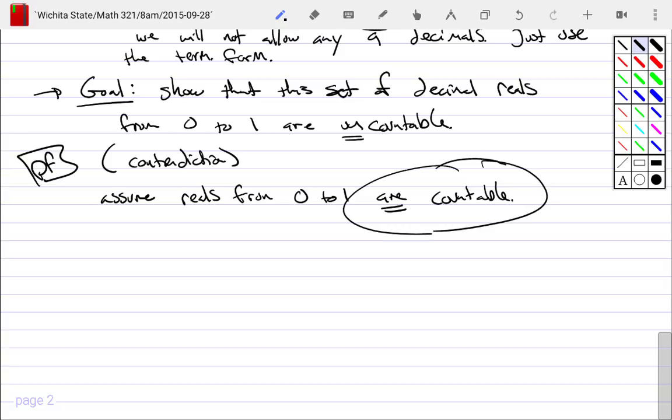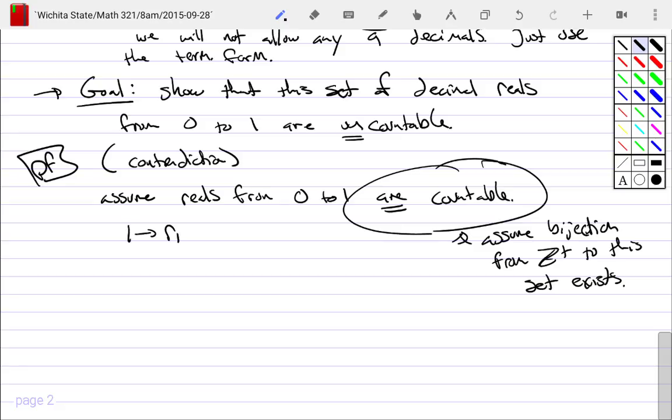So what are we doing? We're actually assuming the bijection from Z plus to this set exists. That's what we've actually said. If you tell me that it's countable, you're telling me that this thing works. Well, what does a bijection look like? It looks like this. 1 has been mapped to real 1. 2 has been mapped to real 2. 3 has been mapped to real 3. 4 has been mapped to real 4. And this never stops, right?